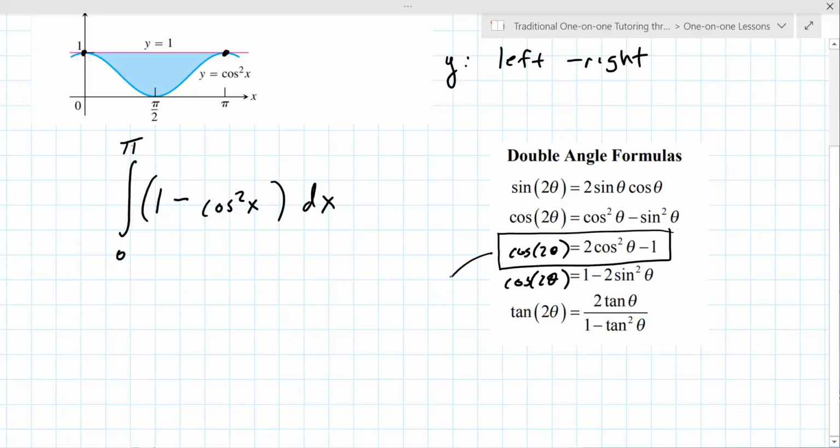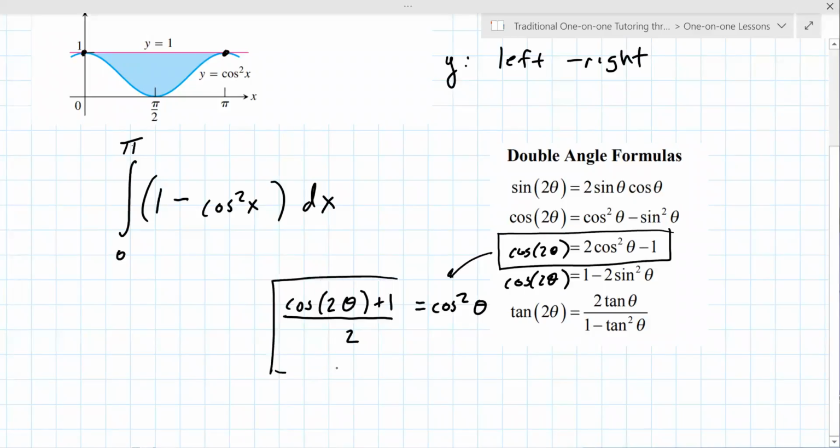So when you solve this one for cosine squared, you get cosine 2 theta plus 1, because you move that over, and then you divide by 2, and that equals cosine squared theta. And you can use x instead of theta. So all of this in the box here is going to replace this right here.